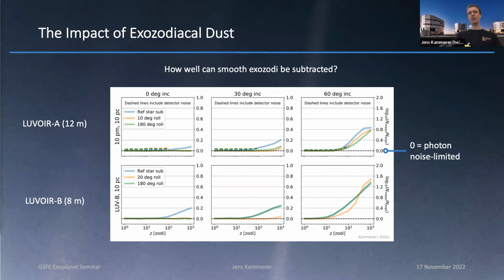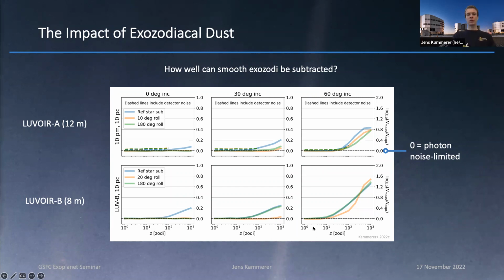So if the plot is at 0, it means that we do get down to the photon noise. If it's at more than 0, it means there's some additional systematic noise left after trying to subtract off the exozodi. And you can see that if your system has a higher inclination, then you start to deviate away from the photon noise limited regime faster. And also if you have a smaller telescope, or if you observe a more distant system, you would also start to deviate away from the photon noise limit more quickly.